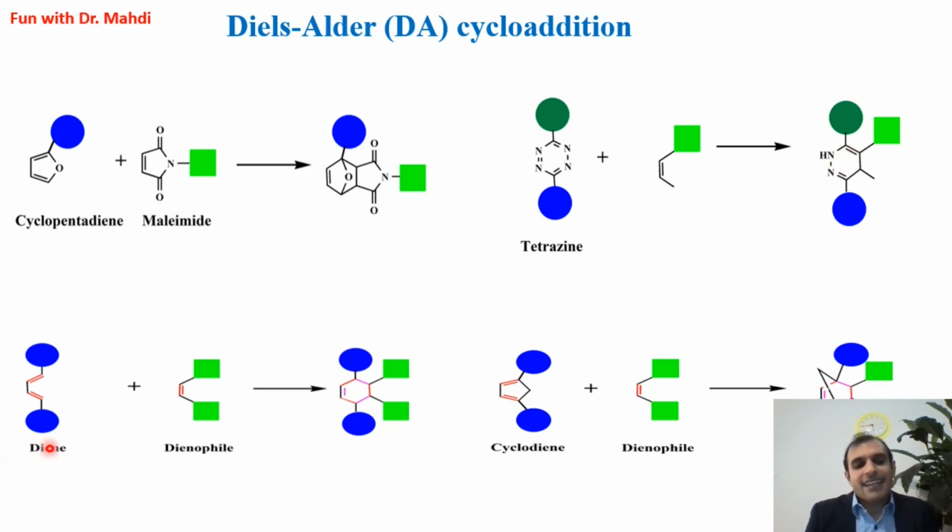We can use diene. A diene can participate in reaction with a dienophile, and also we can use cyclodiene. Cyclodiene after reaction with a dienophile. It's another example of Diels-Alder click reaction. Also, there is another type of click reaction, and we call it ring opening. Ring opening is another type of click reaction.